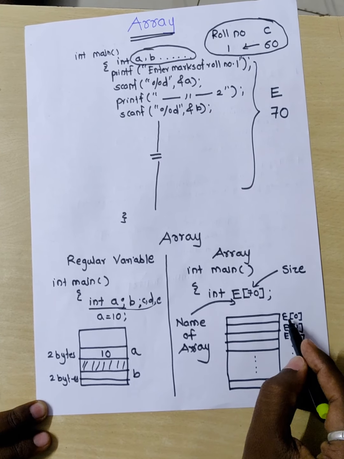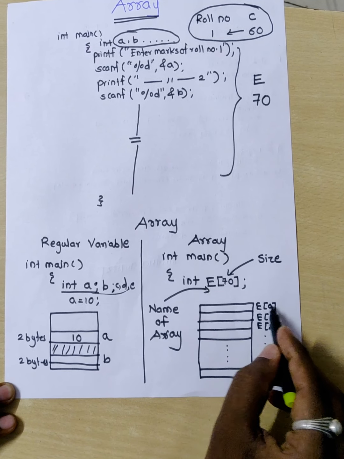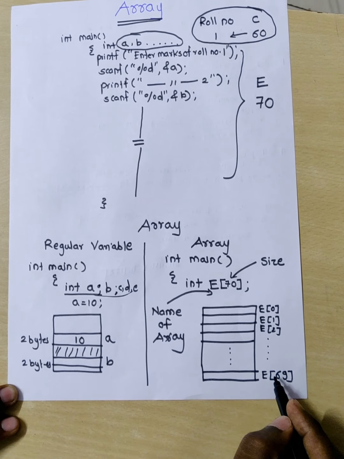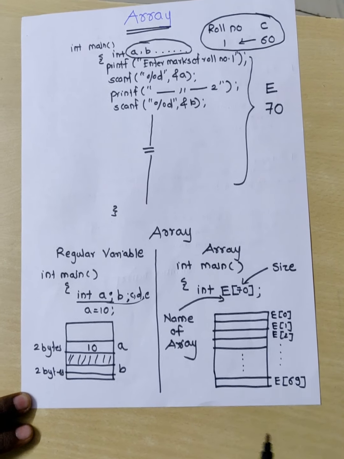The first variable that will be created will have the name E of 0. The last variable that will be created will have the name E of 69. So in between, all the variables will be created.